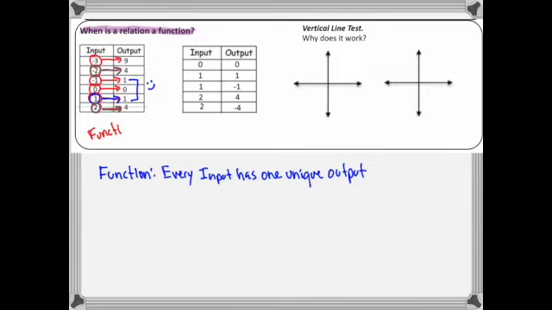Now, the other part is going to be an example of not a function. So we start off pretty good, and we plug in 0 and we get a 0 out.